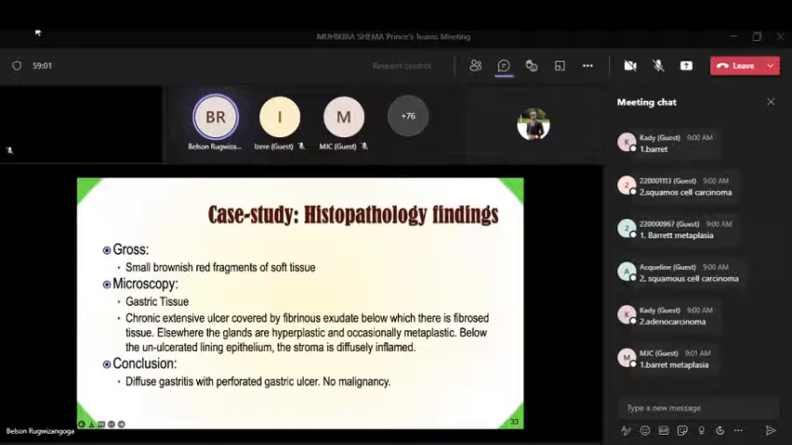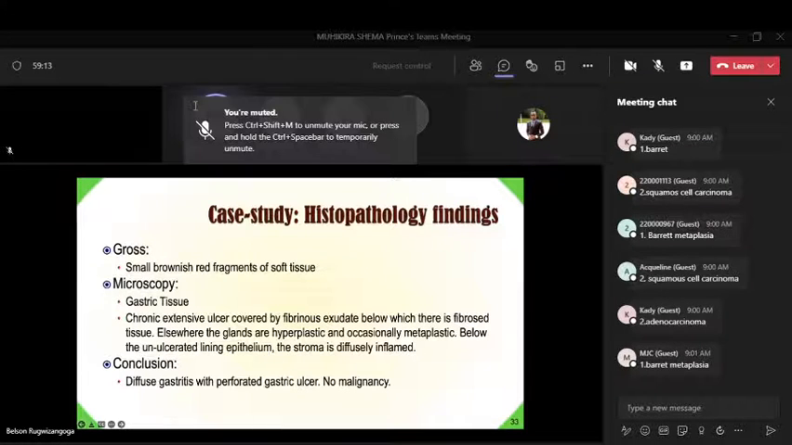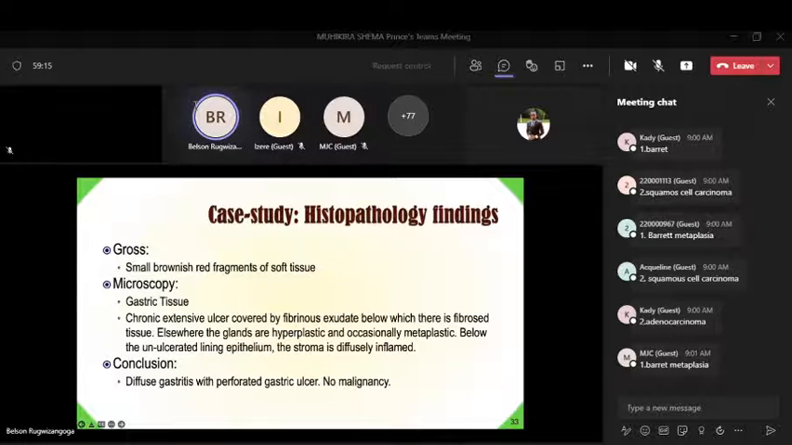There was a chronic extensive ulcer covered by fibrinous exudate. These are terms we have run into in inflammation. Fibrinous exudate means it is an inflammatory fluid rich in proteins. If poor in proteins, you call it transudate. And then there are fibrin deposits. Below that, there was a fibrous tissue, meaning that it has been a chronic inflammation.